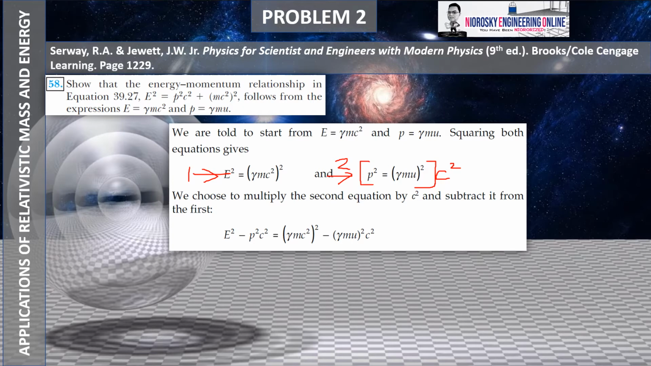Therefore, we will get E squared minus p squared c squared equals the square of gamma m c squared minus the square of gamma m u squared, quantity c squared. So, it is a simple algebraic equation to follow. So, what's next after that?